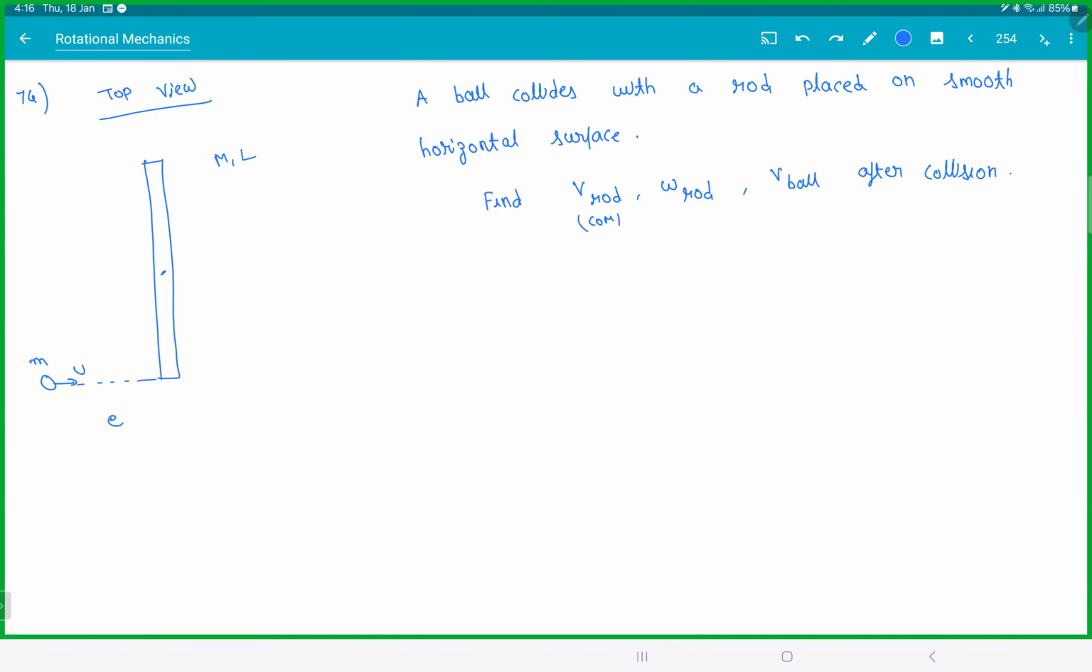MUL by 2 is ML square by HD. What is this? That is not, there's only one equation, right? God.